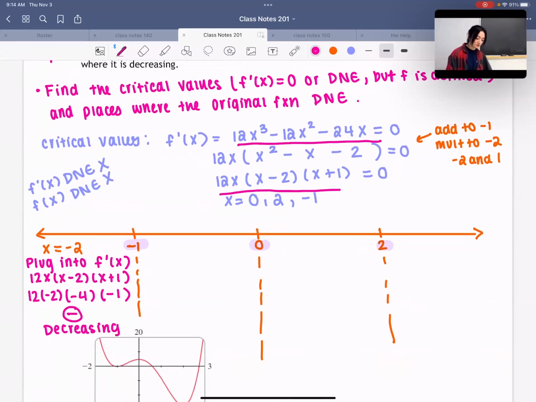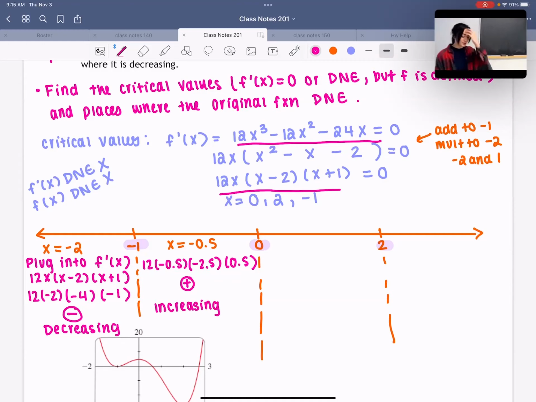Let's do that with the other ones here. Let's find a number between -1 and 0. Yeah, -0.5 is good. Same deal. I'm going to plug it into f prime of x, and more specifically, the factored version. We got 12 times -0.5, -0.5 minus 2 is -2.5, and -0.5 plus 1 is 0.5. So am I going to get a positive or negative number here? Positive, right? Because I have two negative numbers. They cancel each other out, leaving a positive number. This is definitely increasing.